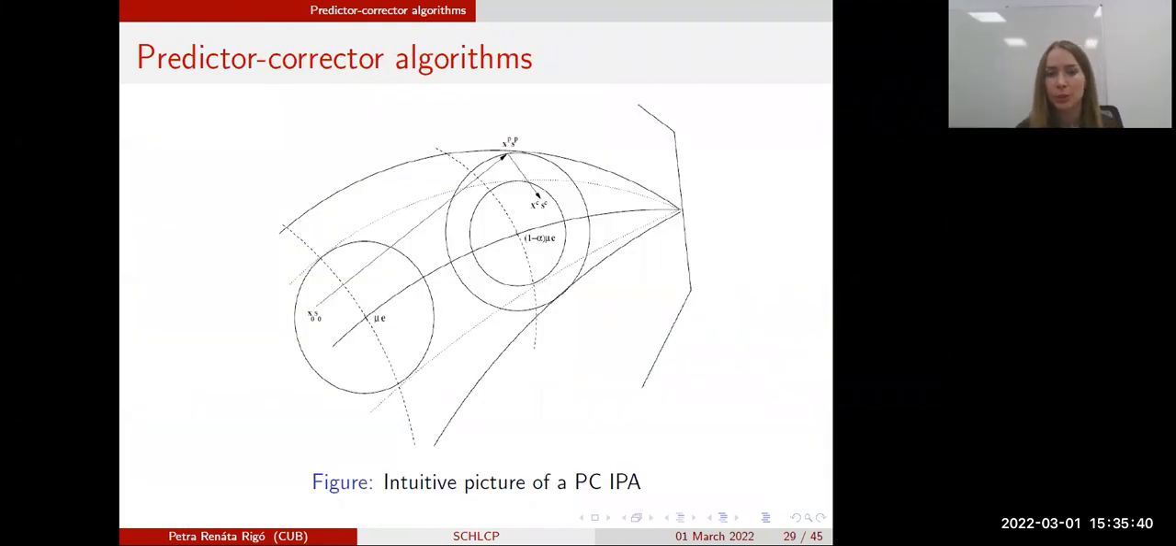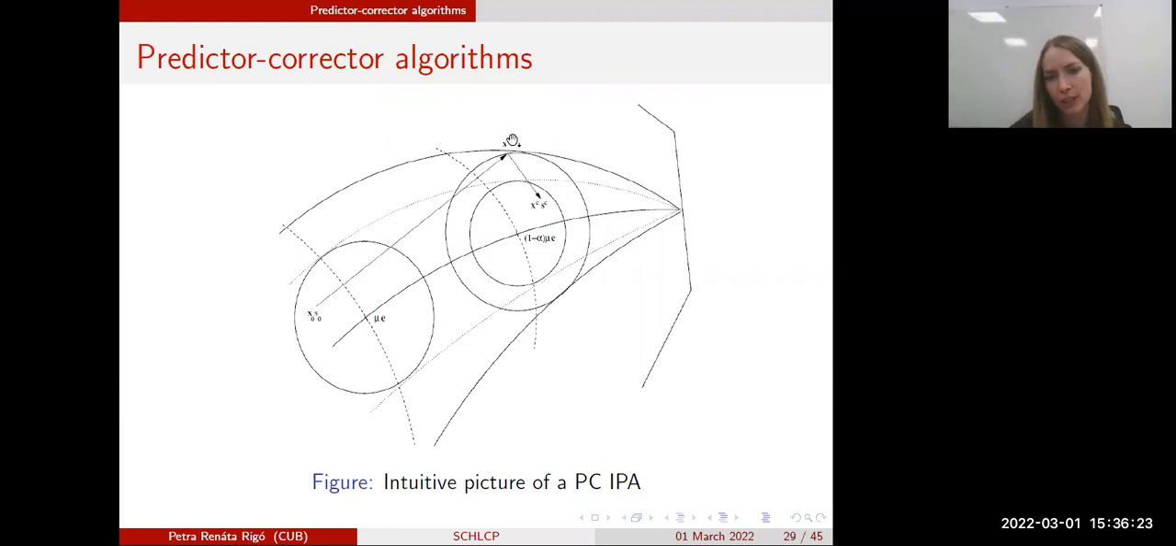I would like to start to present the algorithm. Predictor-corrector algorithms are usually efficient in practice. They perform in a main iteration a predictor step and one or more corrector steps. The predictor step is a greedy step, so it wants to reach the solution as soon as possible. It means that after a predictor step, we can have a certain amount of deviation from the neighborhood of the central path. So this is just an intuitive picture of a predictor-corrector algorithm.